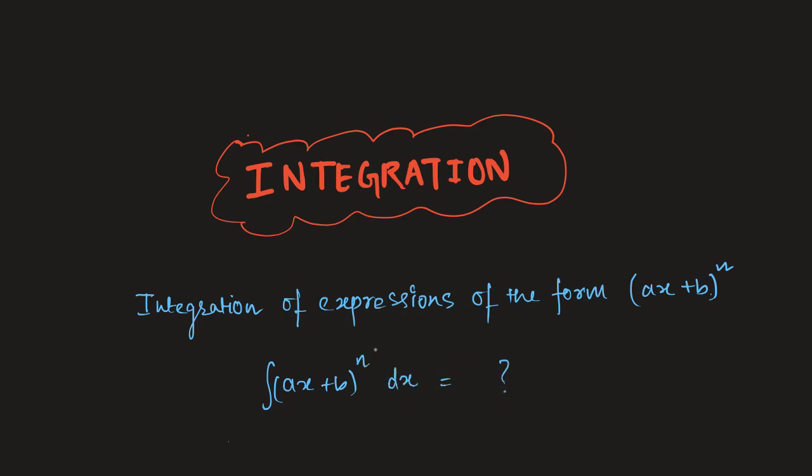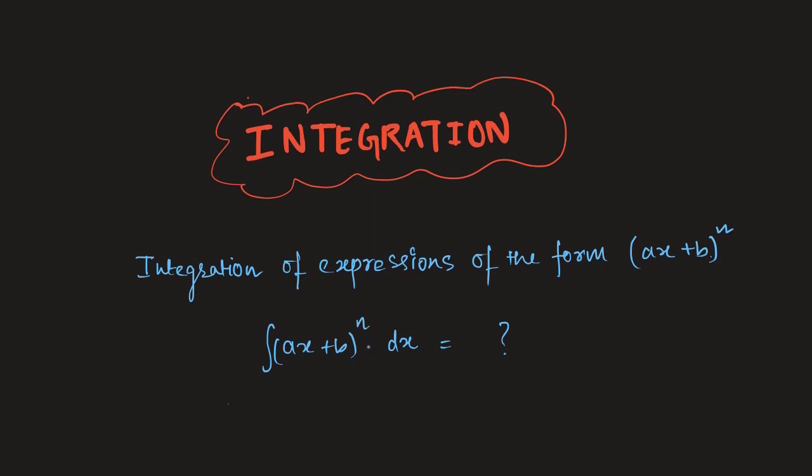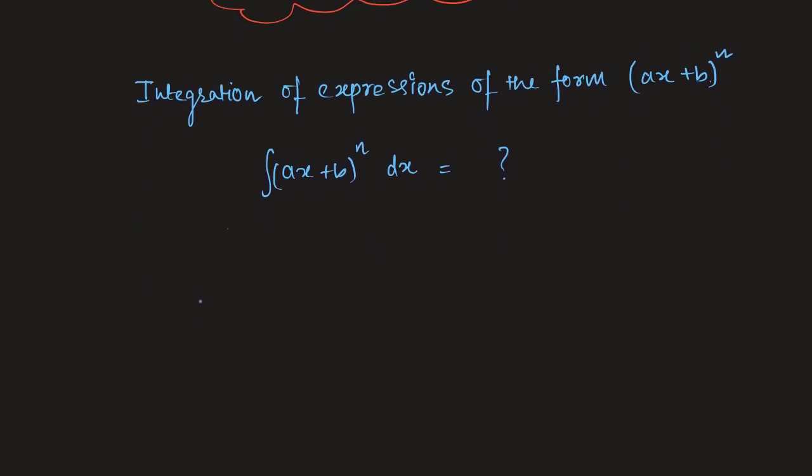To understand this part, let's connect this with differentiation first. We know that if we have an expression such as (2x + 1) to the power 6, and we want to differentiate this function with respect to x, we consider the chain rule. What does the chain rule state? First you differentiate the outer function, then you differentiate the inner function.